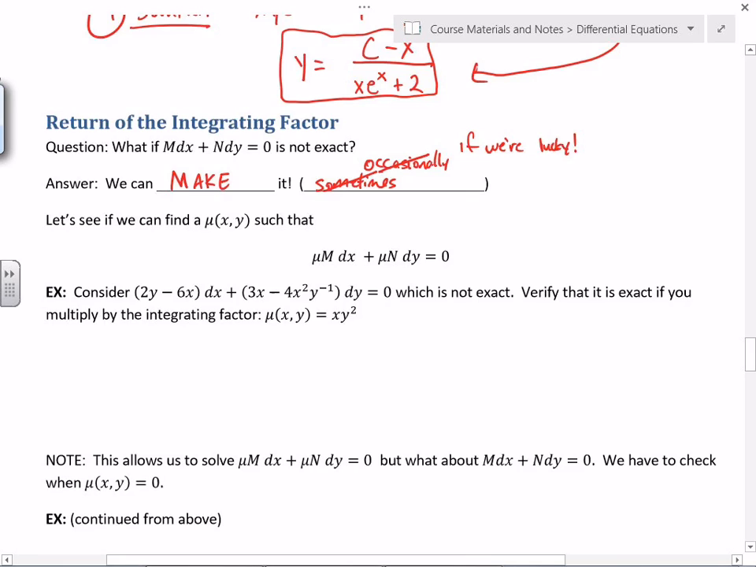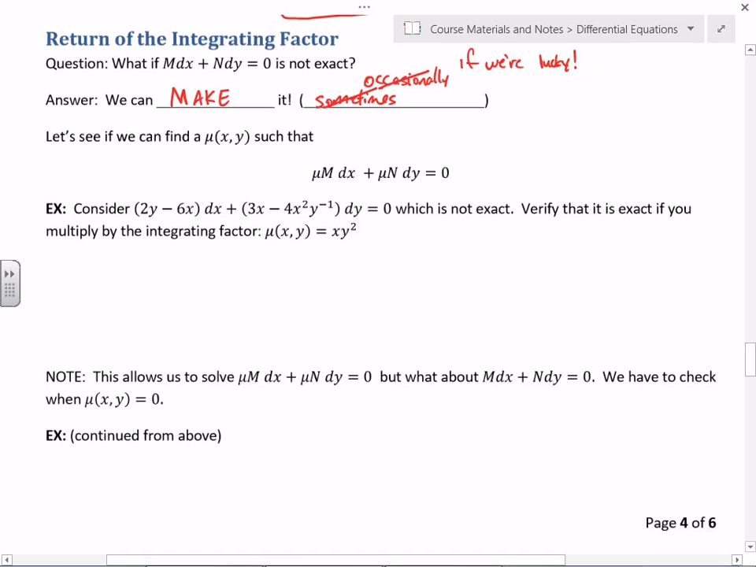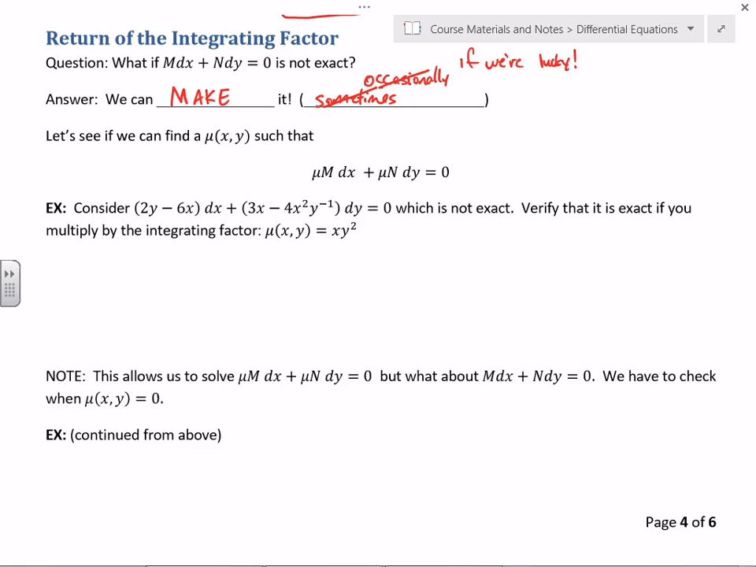The point here is that while in the technique for solving linear equations we were always able to find the appropriate integrating factor to turn it into the product rule, we may, under the right circumstances, be able to find an integrating factor. It's almost more work than it's worth, but it's going to be one we can do, not too hard. Consider (2y minus 6x) dx and (3x minus 4x squared y to the negative 1) dy.